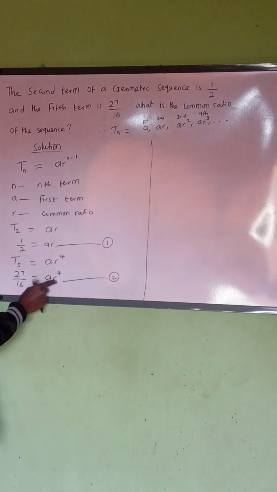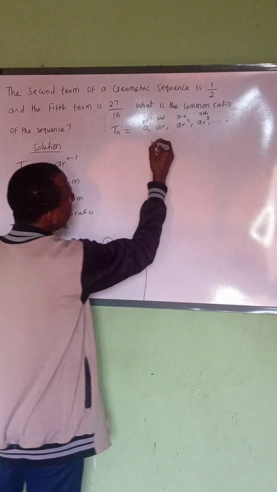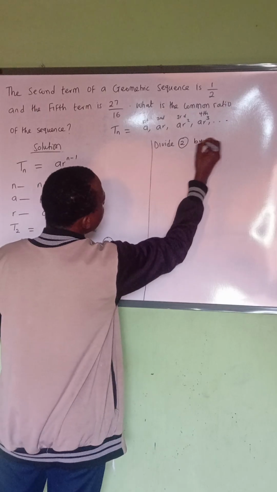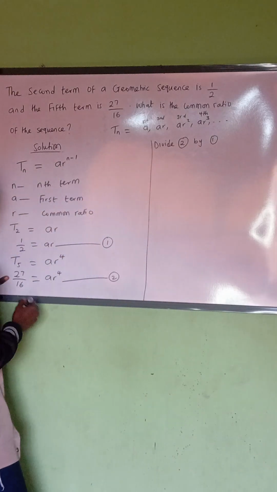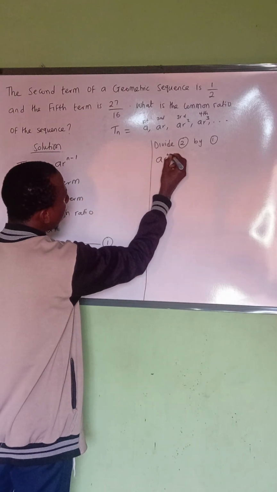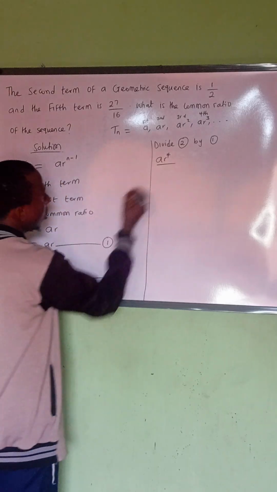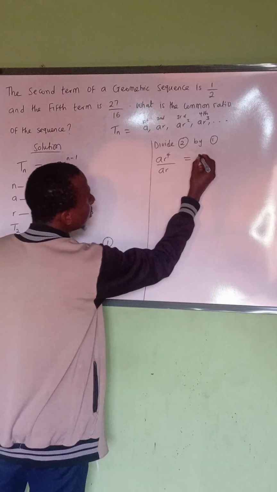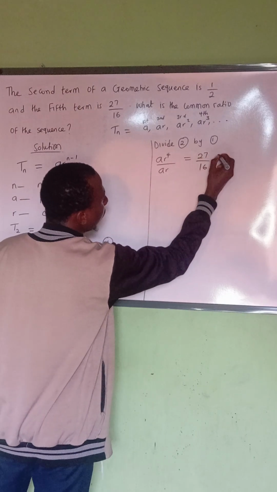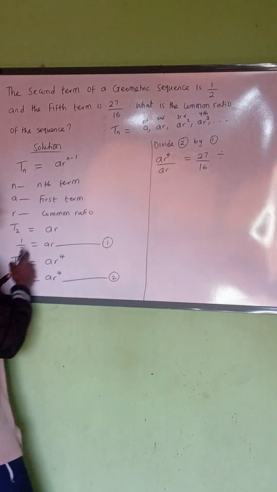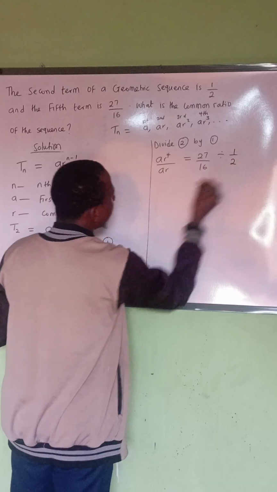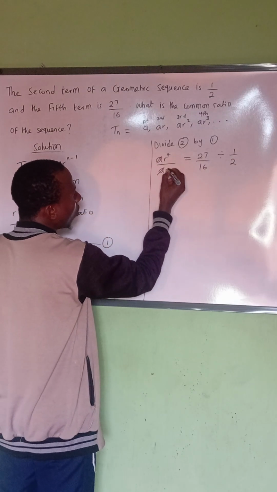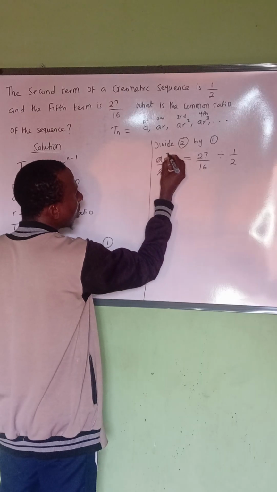Now, we can divide equation 2 by equation 1. Then we have AR raised to power 4 divided by AR in equation 1 equal to 27 over 16 divided by 1 over 2. So we have it like this. Now, this A will cancel this A. In R raised to power 4, one of these R will cancel this R, and it remains R raised to power 3.